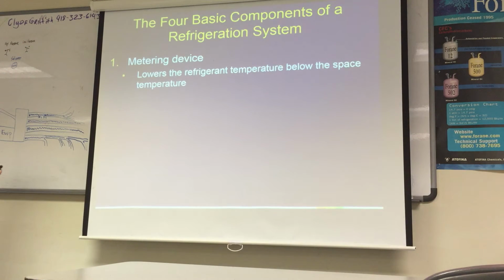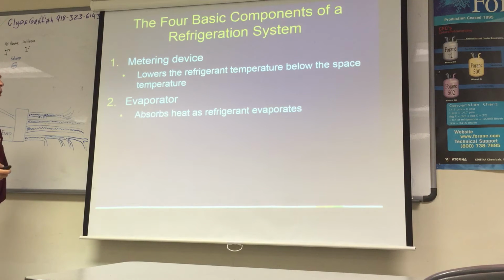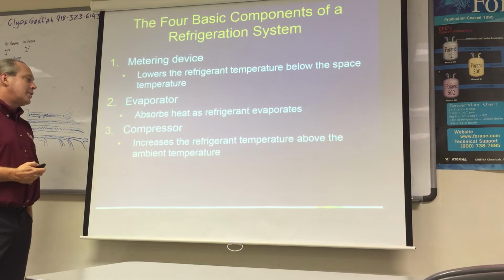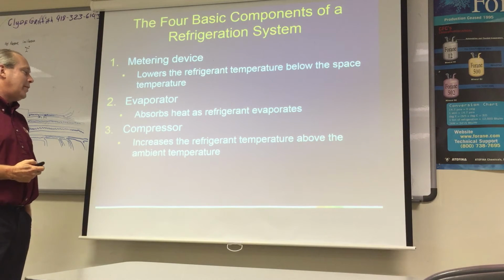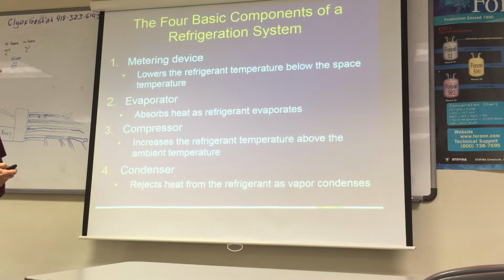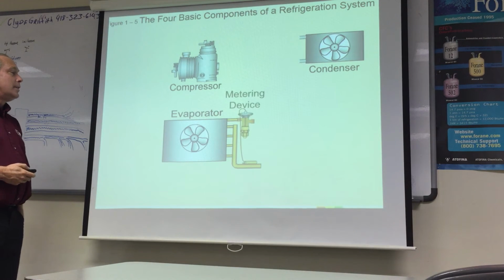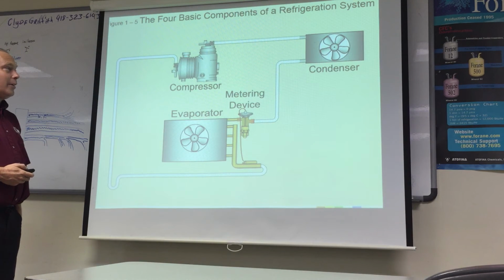Metering device lowers the refrigerant temperature below the space temperature. Evaporator absorbs heat as the refrigerant evaporates. Compressor increases the refrigerant temperature above the ambient temperature, and the condenser rejects heat from the refrigerant as vapor condenses. So there we've got our 4 basic pieces.